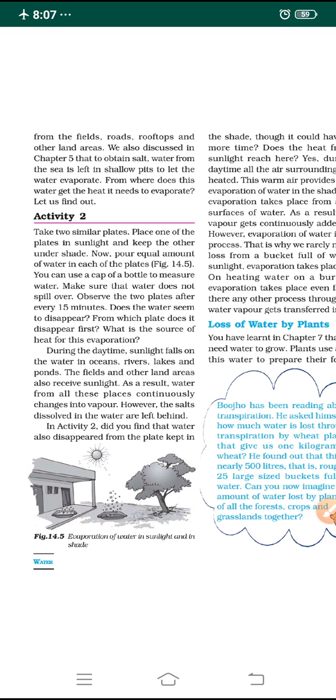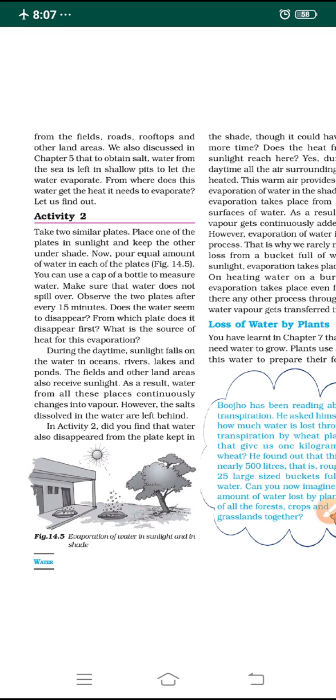Dear students, in the previous class I was discussing activity number 2 regarding the evaporation process, wherein we have kept two plates. One is under the shade in the house, and one is kept in the open sunlight. We have taken an equal amount of water in both the plates, and we need to observe both plates every 15 minutes.